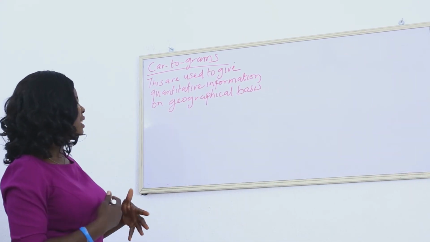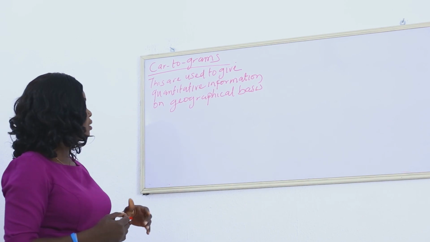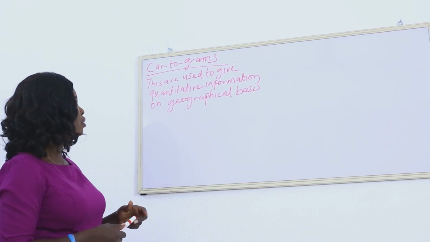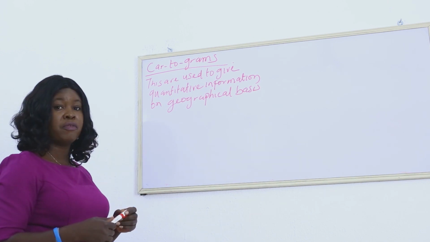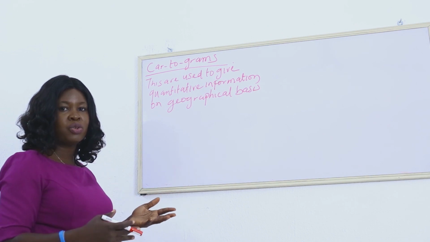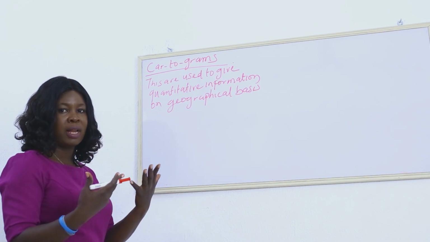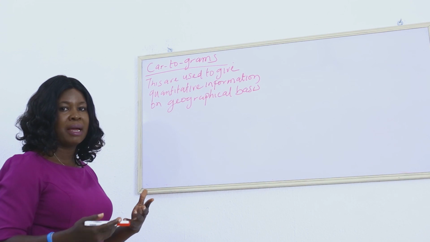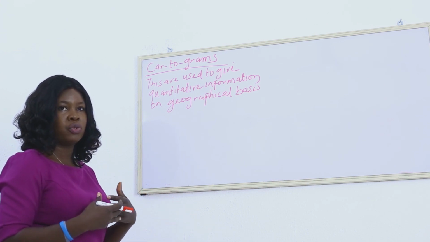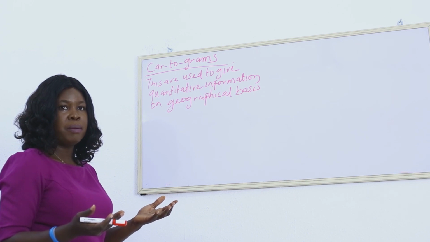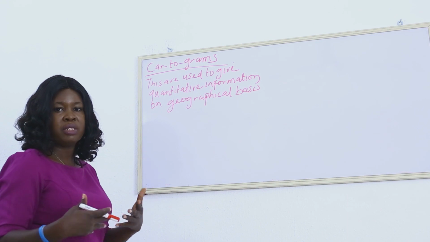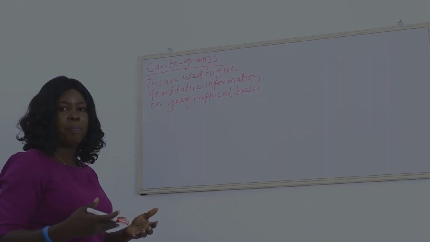The cartogram is a little bit advanced compared to the pictogram, but usually cartograms are used to give quantitative information on a geographical basis. You can decide to show the rainfall in a particular country over a period of time or within a year. You might also decide to show plantations in Nigeria, such as the Cocoa Research Institute plantation.